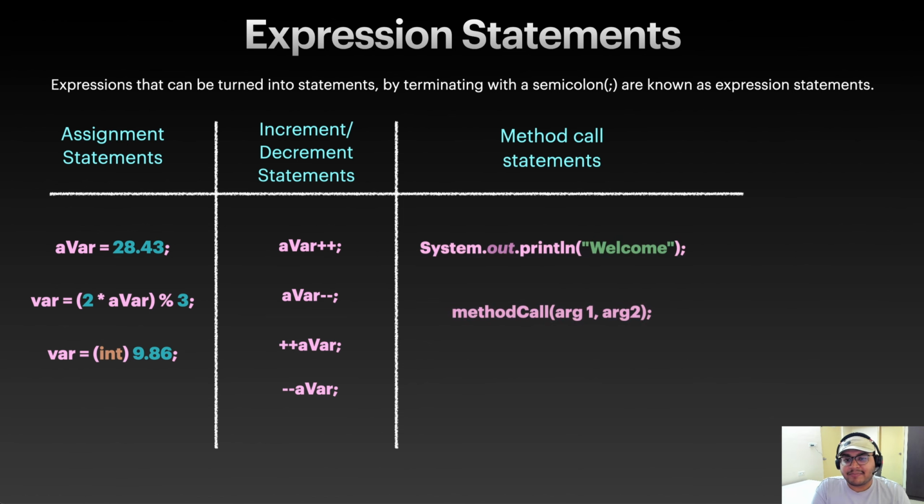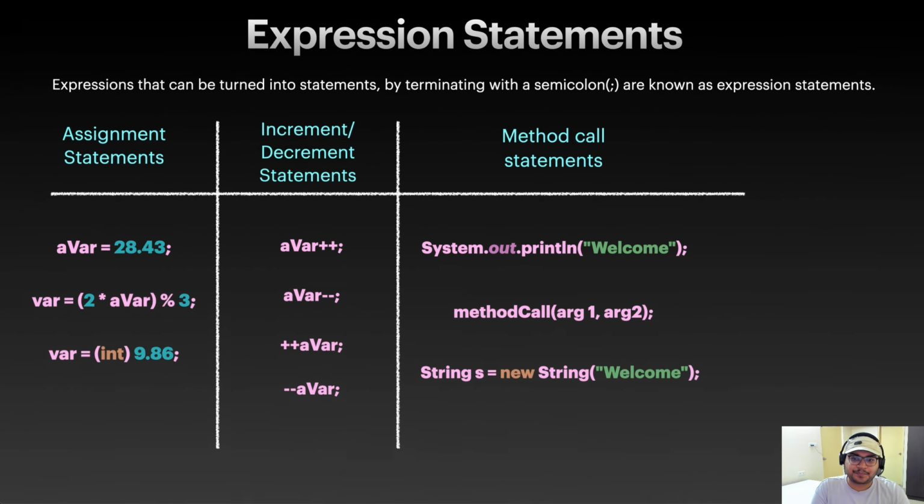And at the end, we have method call statements. Examples include method calls like System.out.println with a welcome string in between, or a method call with two arguments arg1 and arg2, which are basically expressions that end with a semicolon.